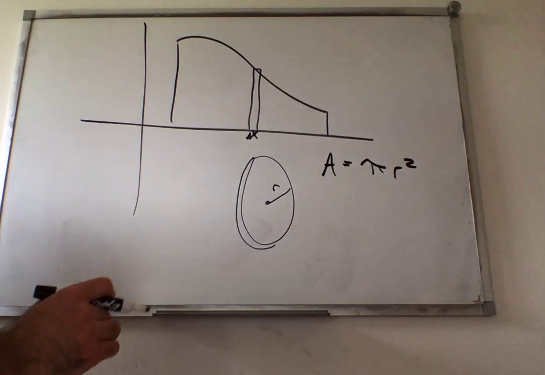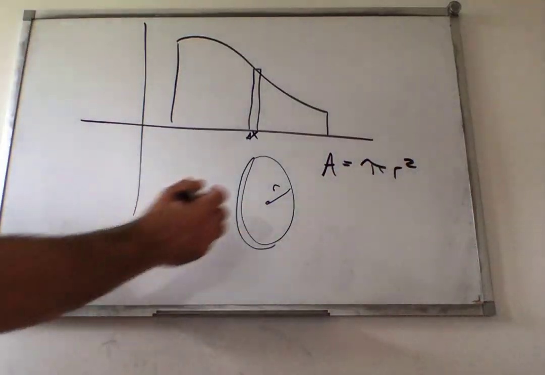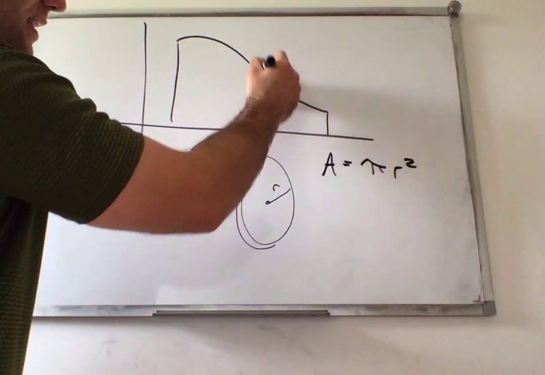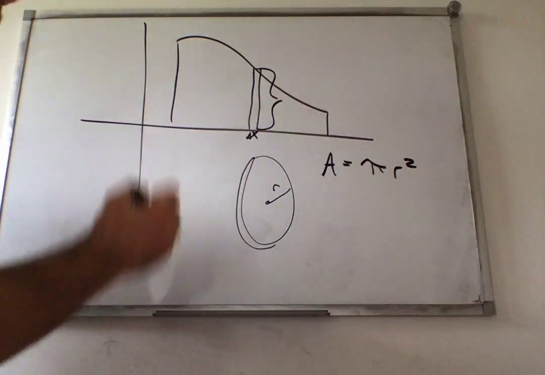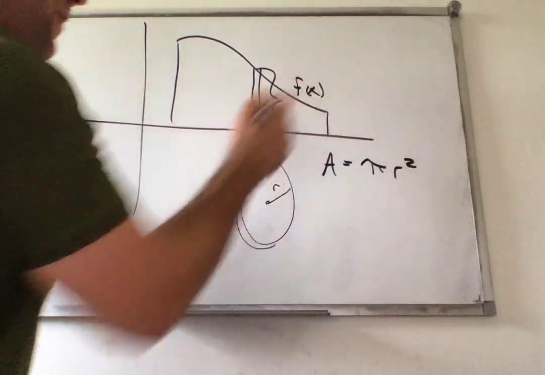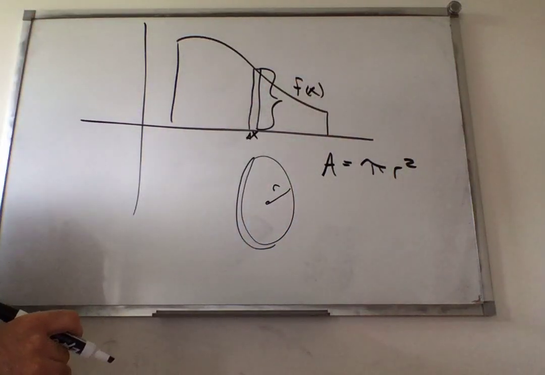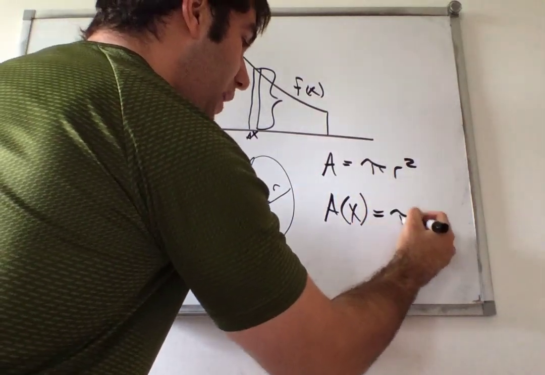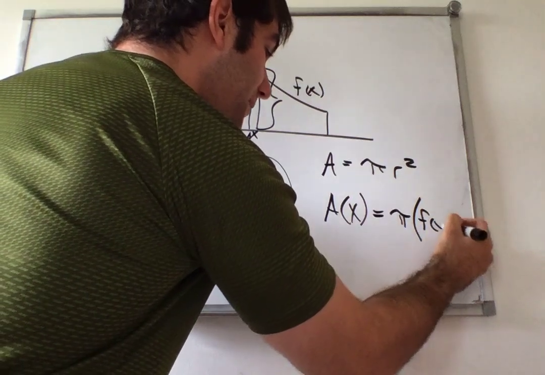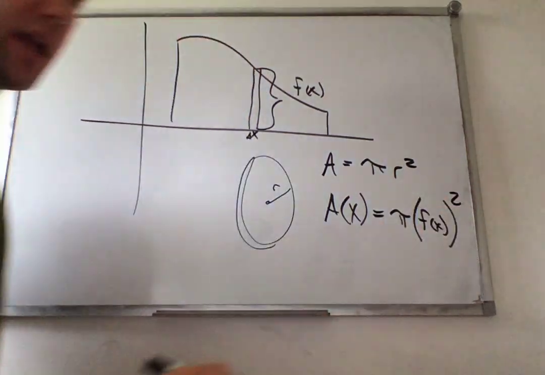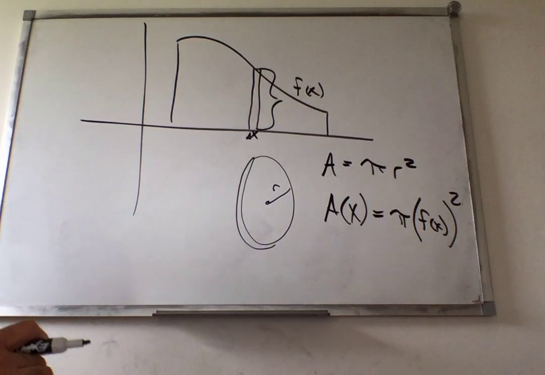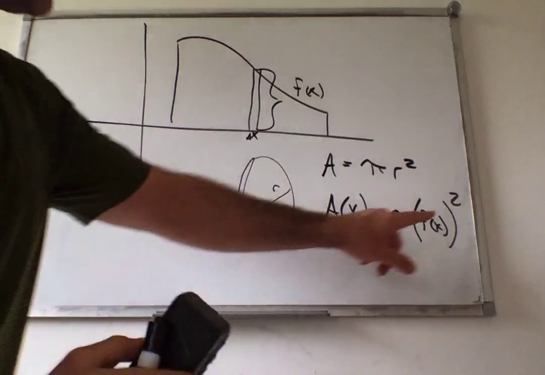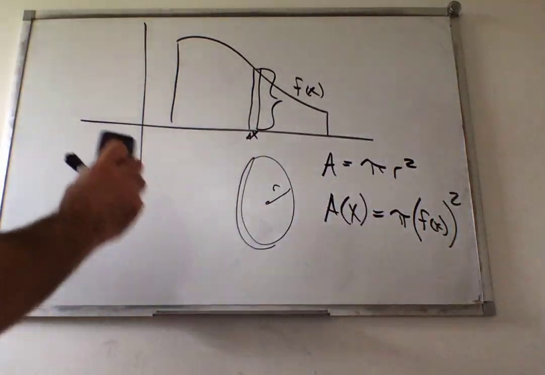Okay? So let's see, pi is just the constant. What is the radius of this disk? The radius of this disk is whatever this height is right there. Well, that height right there is just whatever the function is at f of x. So the area as a function of x is equal to pi times f of x squared. So all you do to find the area of a little disk is you take the function, you square it, and you multiply it by pi.